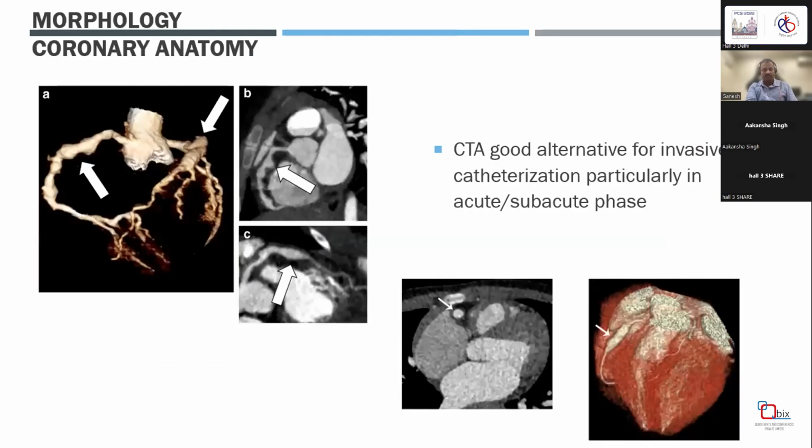So looking at morphology, some of the special cases where a morphologic diagnosis can be given: for Kawasaki disease, especially if you have proximal coronary aneurysms in echo and you want to define distal coronary arteries, especially in the acute or subacute phase, I think CT would be a good alternative rather than going for an invasive angiography, unless you're planning on an intervention. So that's how you choose.